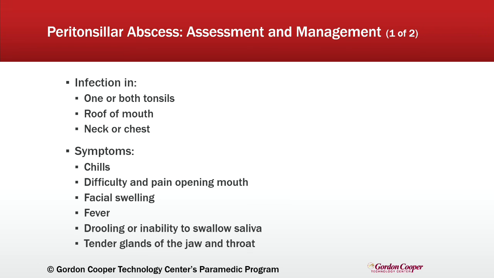With peritonsillar abscesses, one or both tonsils may be infected, and even the roof of the mouth, neck, or chest may become infected as well. The patient may experience chills, difficulty opening their mouth, pain when opening their mouth, facial swelling, drooling, fever, headache, a muffled voice, sore throat, tender glands in the jaw and throat. So there's a multitude of symptoms, as you can imagine, that may be present.